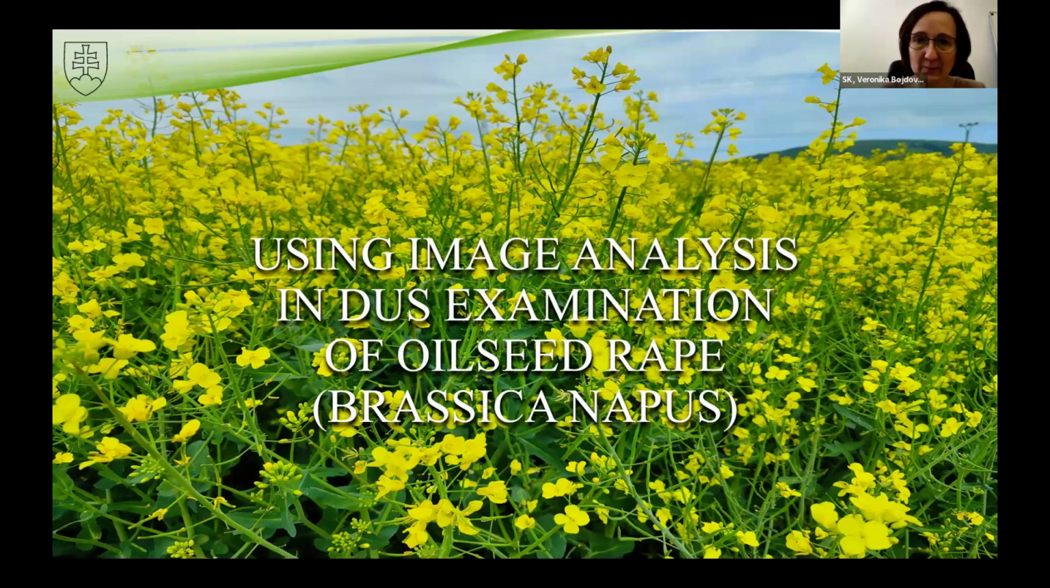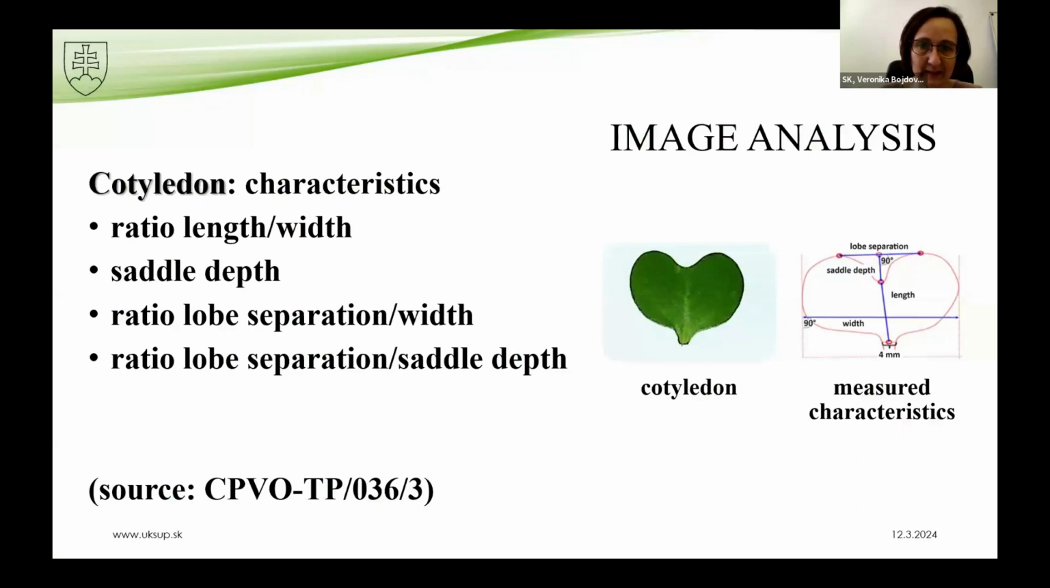My name is Veronika Bojdová, and I'm from the Central Control and Testing Institute in Agriculture in Slovakia. Let me introduce a brief presentation of the image analysis used in DUS examination of oilseed rape in our institute. Next slide, please. We use image analysis to measure the characteristics of cotyledons and petal leaves of rapeseed.